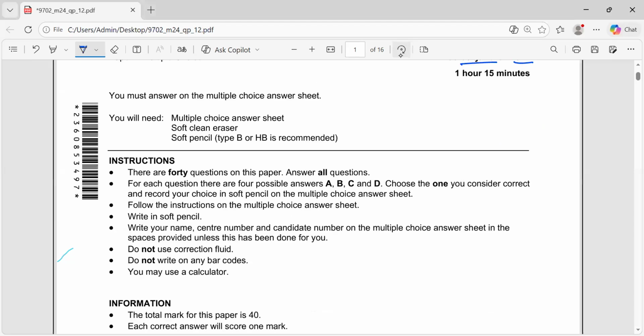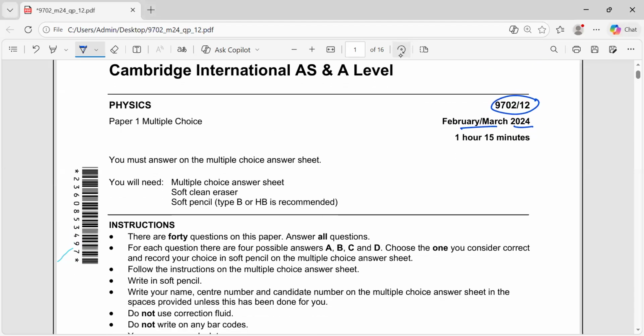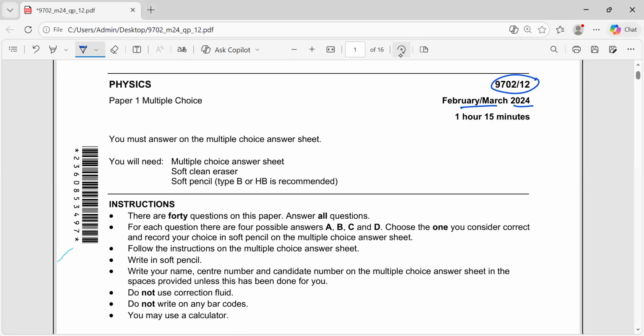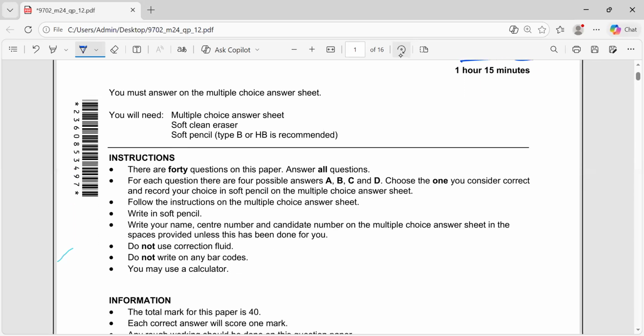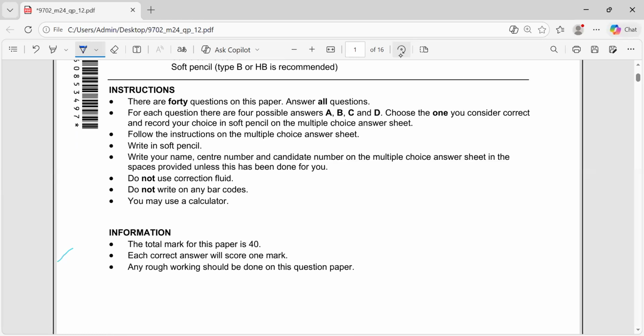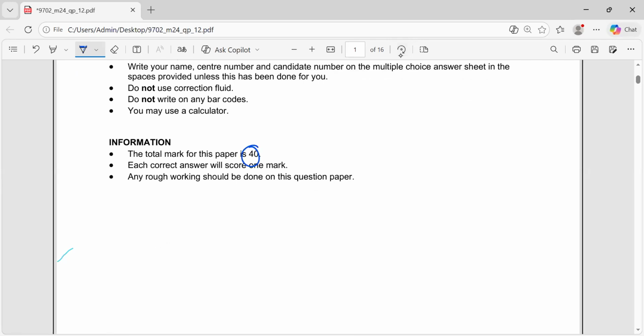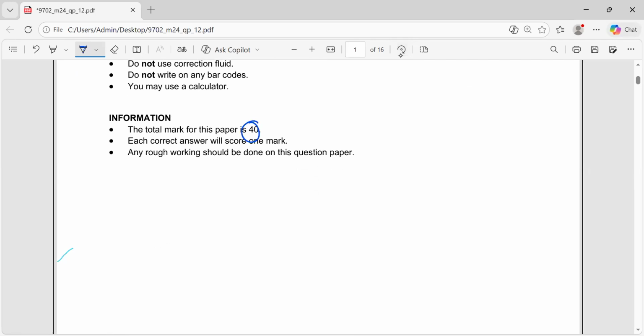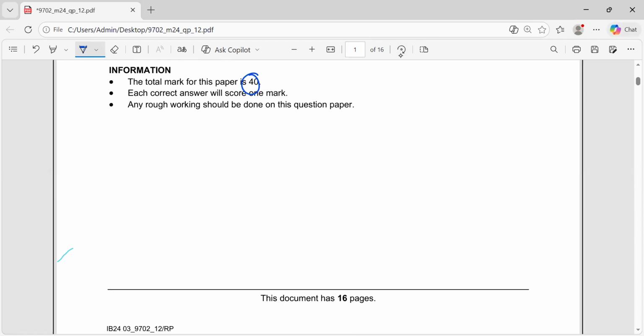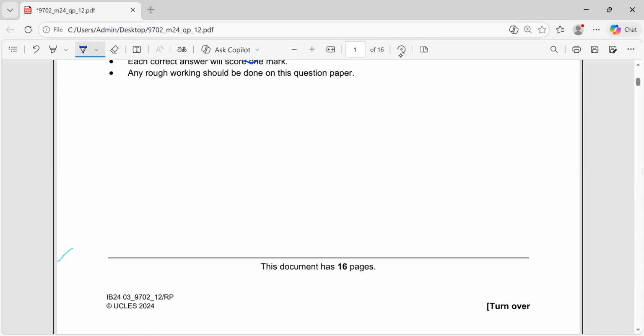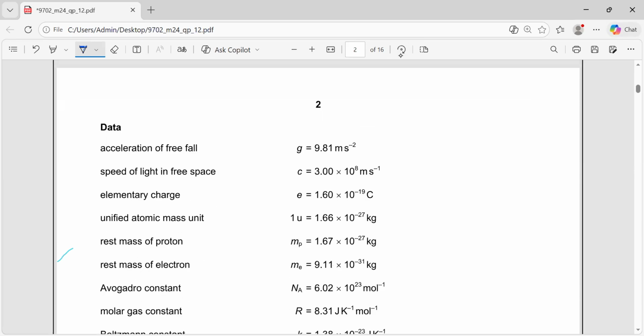So in each sort of MCQ paper, this is actually an MCQ paper, you would be given such instructions as shown on the screen. So go through them once. This is a 40 marks exam paper, so you should have an idea of this too. Each question carries one single mark. So it's a 40 mark paper with 40 questions.